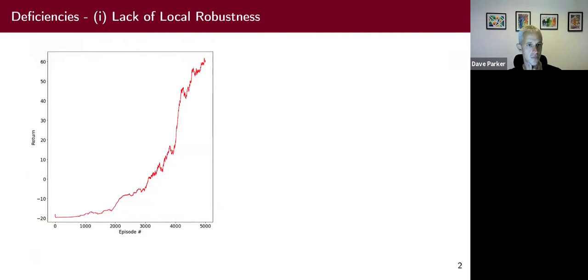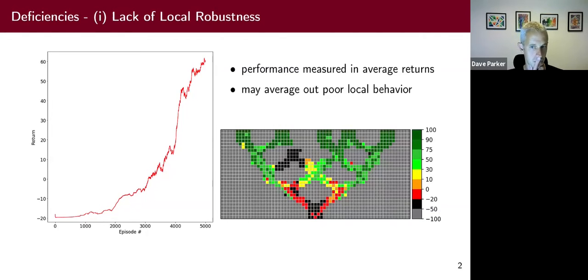The first deficiency we would like to emphasize here is the lack of robustness. The performance of deep reinforcement learning agents is measured in average rewards as optimized by the DRL training. Such an exemplary training plot can be seen here. That, however, may average out poor local behavior, which can be seen when looking at the maps on the right.